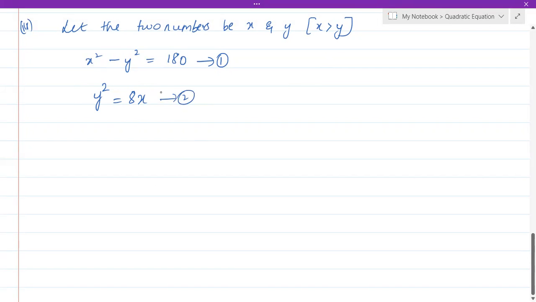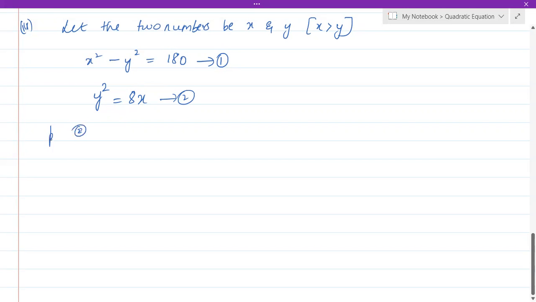So do not take it as 8x square. They have told the square of the smaller number. The smaller number is y. Square it, y square, that is equal to 8 times the larger number. It is not 8 times the square of the larger number. It is just 8 times the larger number. So 8x. So in place of y square, we can write it as 8x.